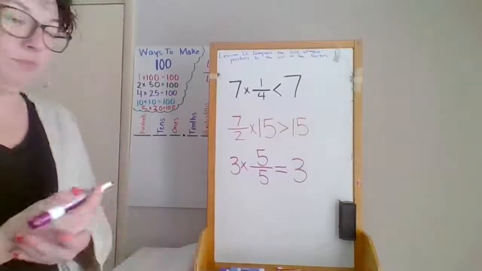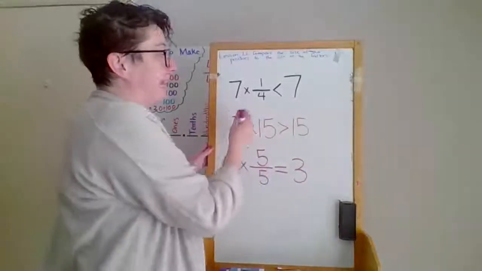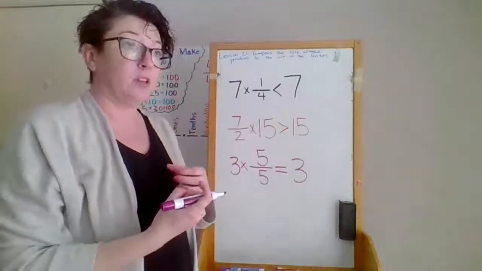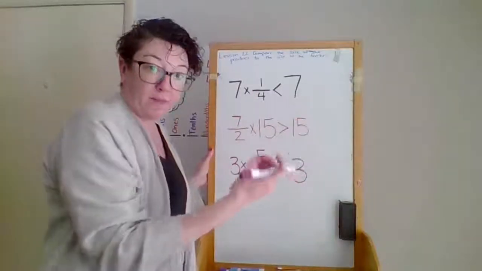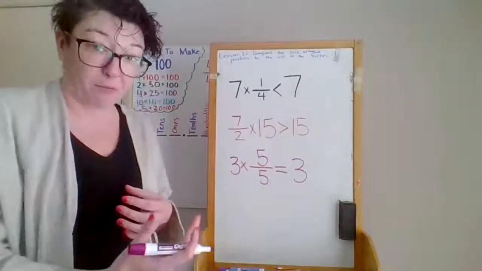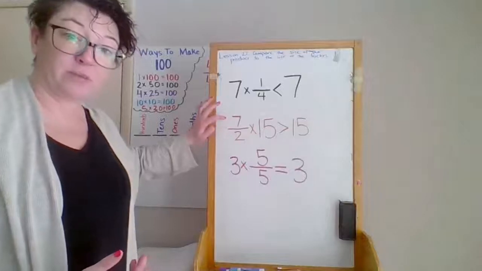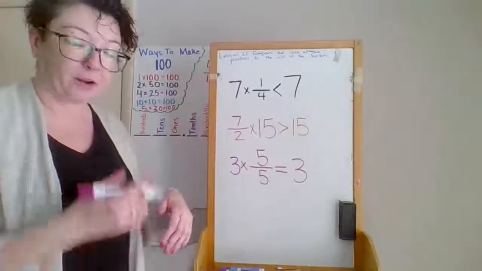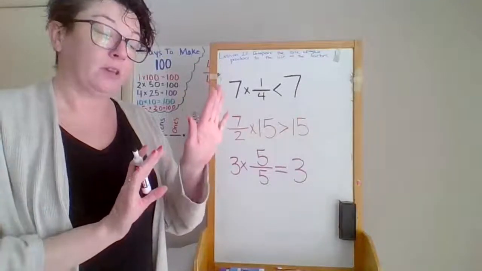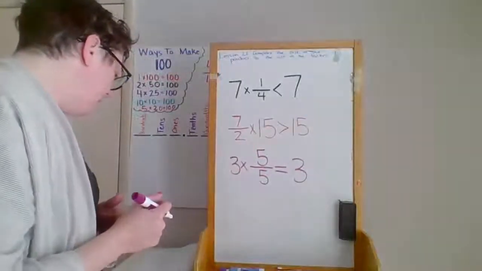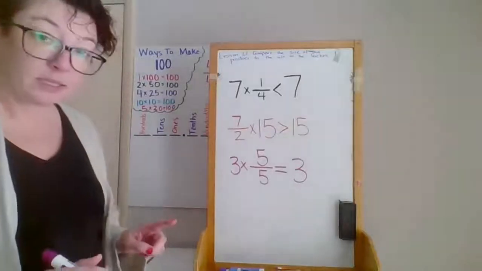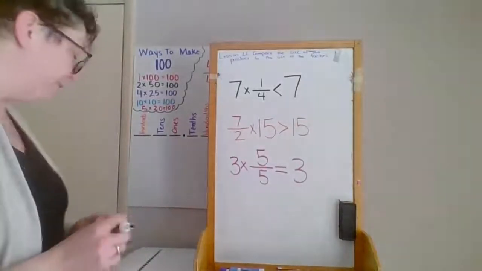Okay? So again, if you want your number to get smaller, you multiply by a fraction that is less than 1. Okay? So that means you would have to have a bigger number on the top than on the bottom. If you want your number to get bigger, you have to multiply by a fraction that is greater than 1. Those are those top-heavy fractions where you have a larger numerator than a denominator. And then if you want it to stay equal, you multiply by a fraction that has the same numerator and denominator. Okay?